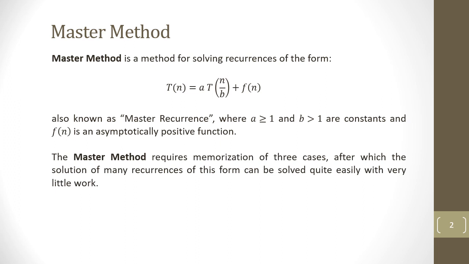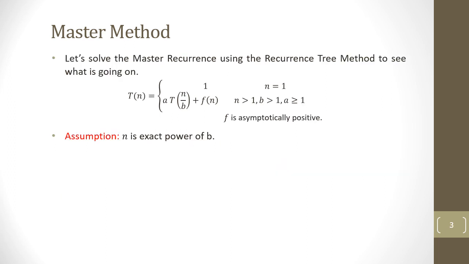The master method requires memorization of three cases, after which the solution of many recurrences of this form can be solved quite easily with very little work. Before we dig into the master method, let's solve the master recurrence using the recursion tree method to see what is going on and how the master method works. In this case, we assume n is an exact power of b.